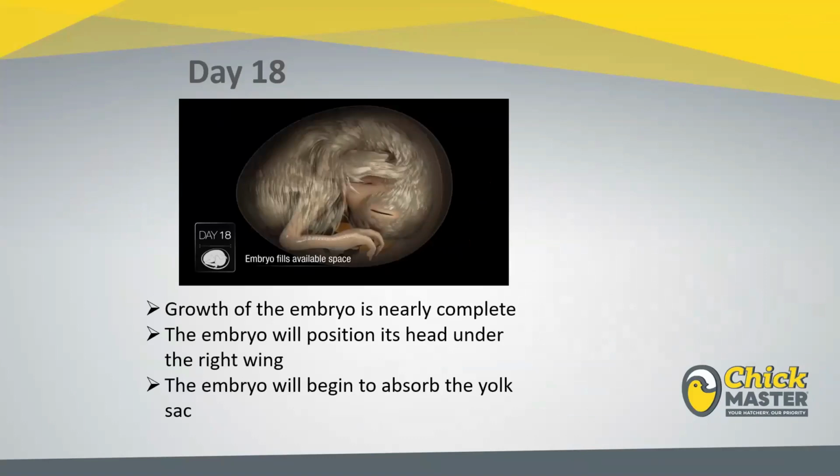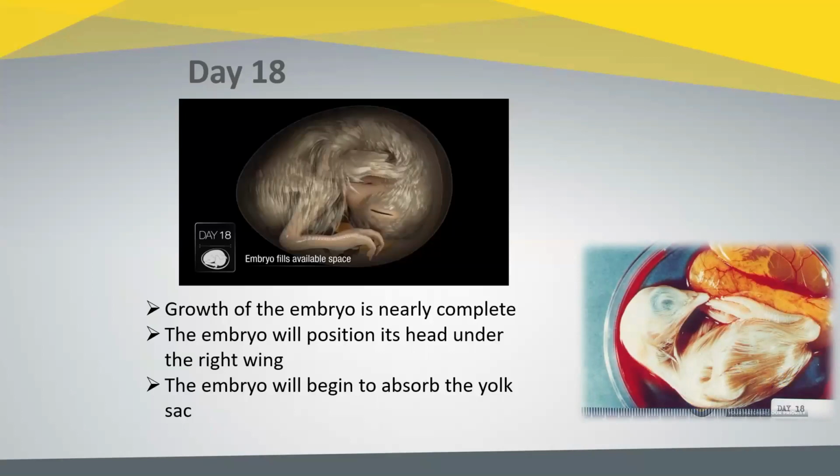And by day 18, the growth of the embryo is nearly complete. The embryo will begin to position its head under the right wing, and then the embryo will begin to absorb the yolk sac. You see in the picture there is quite a bit of yolk that is still on the outside of the body.